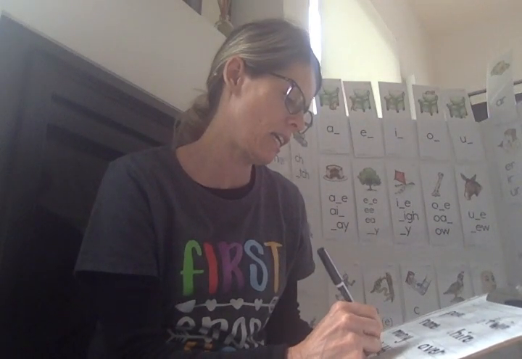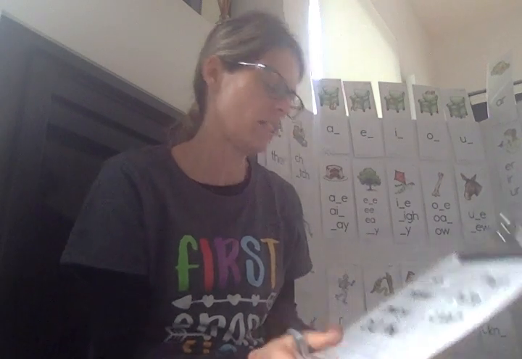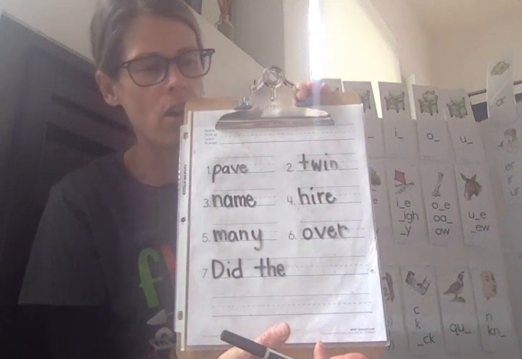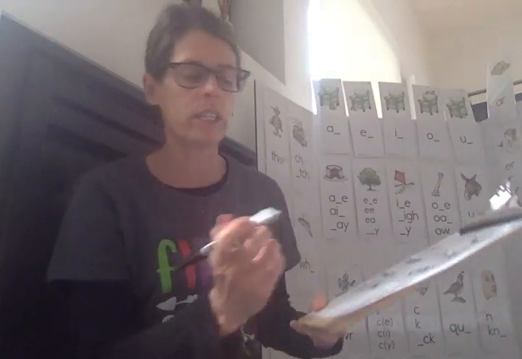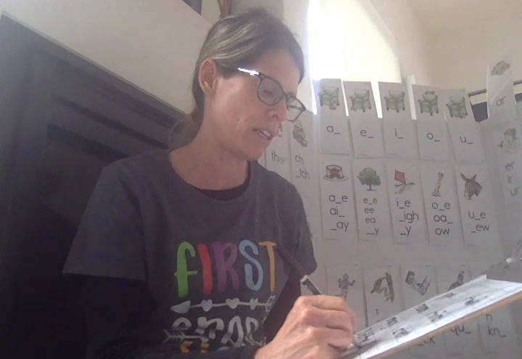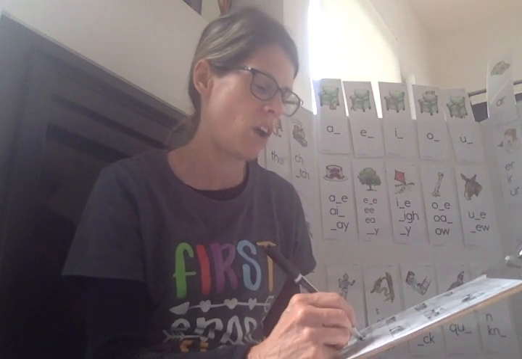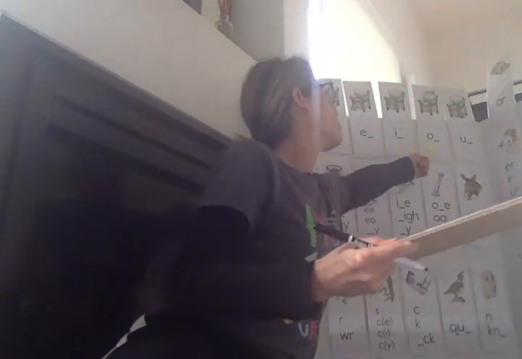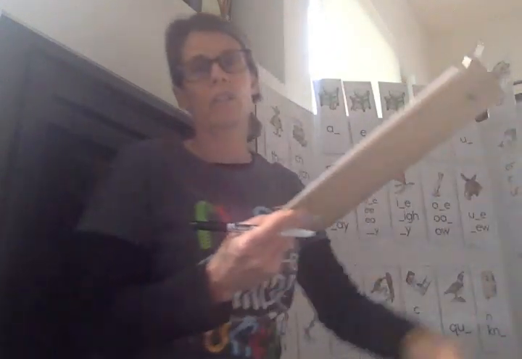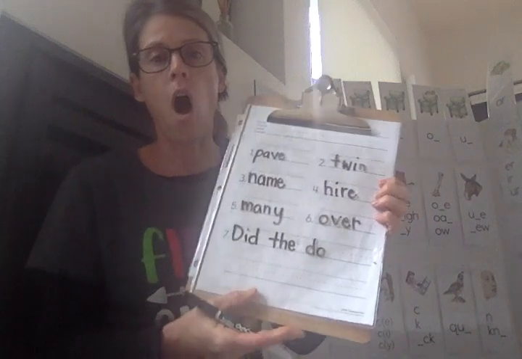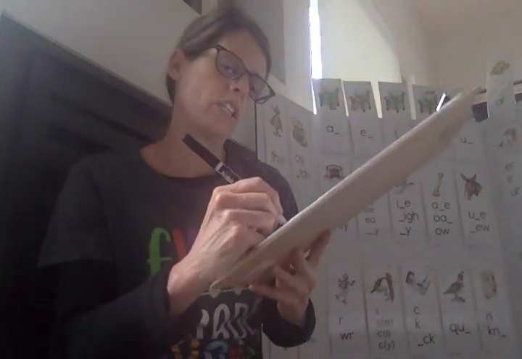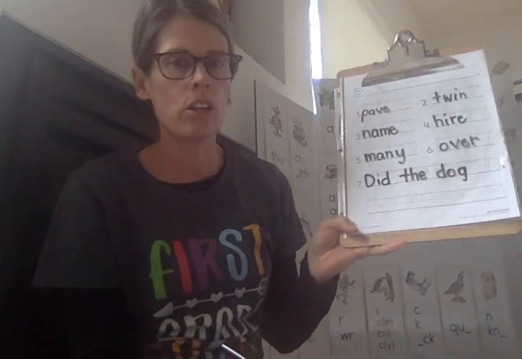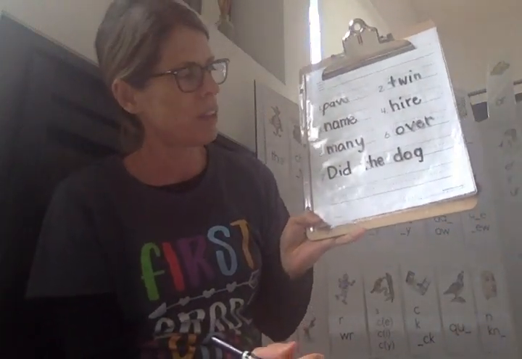The. T-H-E. Some of you probably were able to write that one on your own. Did the dog. D, another D. Again, make sure it's going the right way. We have our short vowel O there, d-o-g, the G at the end, dog. Did the dog hide?